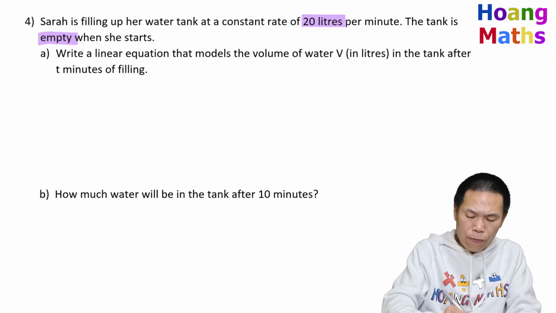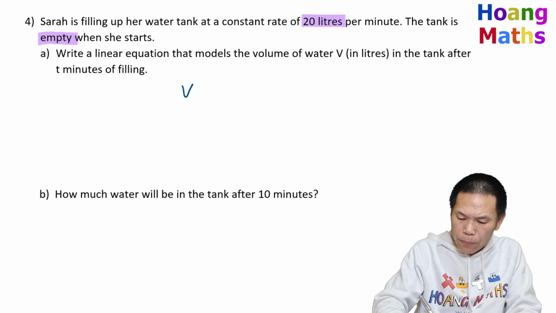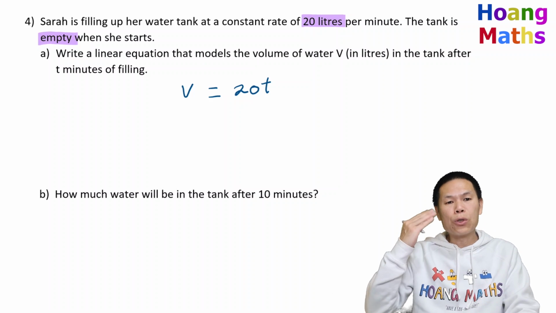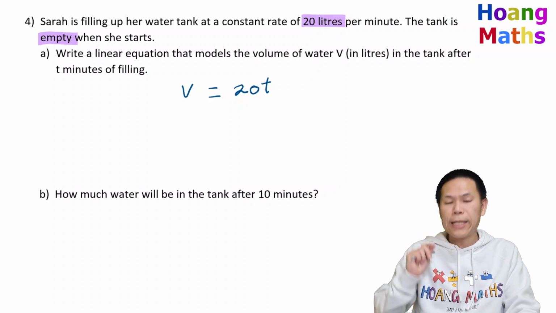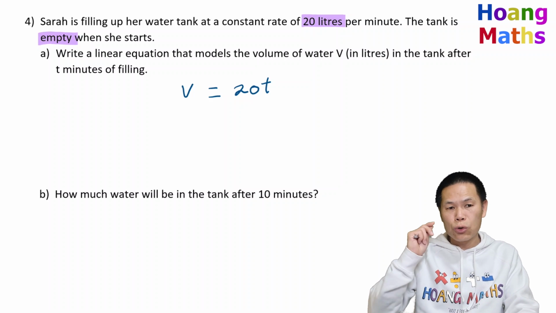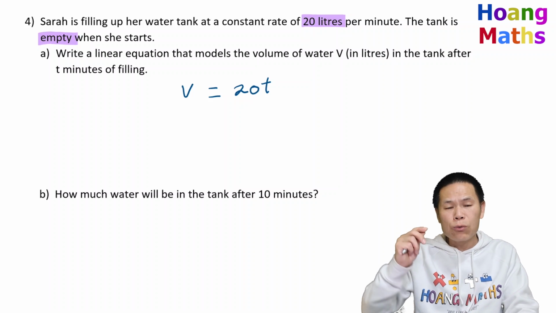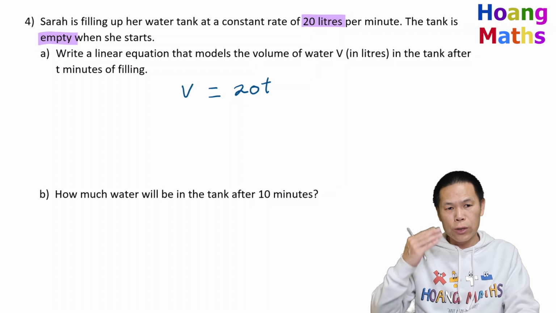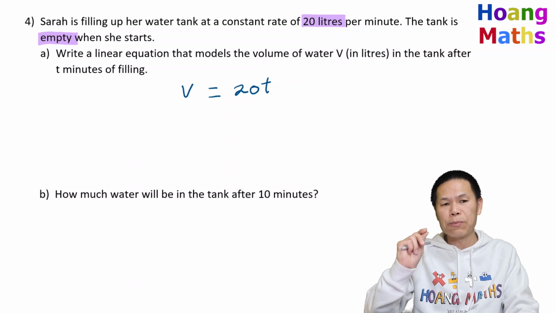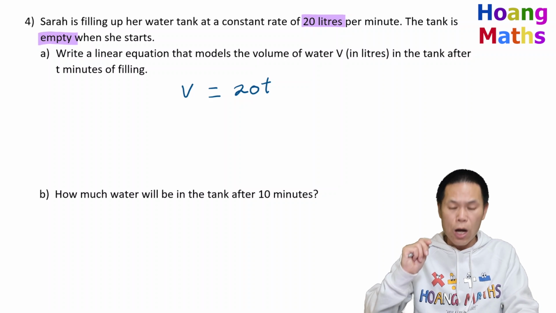So that is volume. V is equal to 20 liters times T. Because 1 minute, you fill up 20 liters. 2 minutes, 2 times 20. 3 minutes will be 3 times 20. So T minutes will be 20 times T. Okay, that is the volume of the tank.